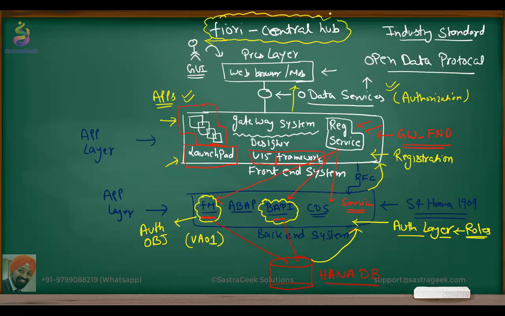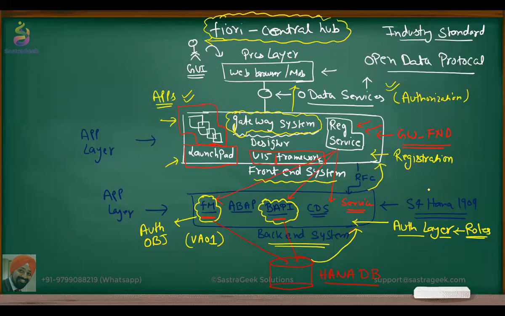So in central hub scenario, we would be having these two different systems. This system is called front end system, which is also very popularly called gateway system. And then we will be having a backend system, which is S4 HANA 1909 system. So when Fiori comes in, your basic S4 HANA 1909 system becomes a backend system. And for user interface, the front end system becomes basically your Fiori.